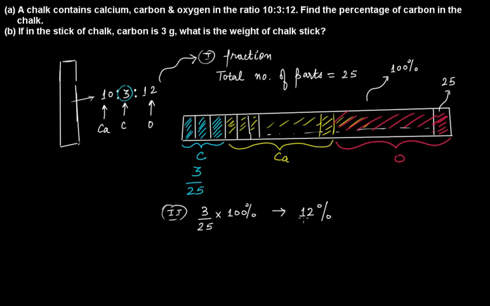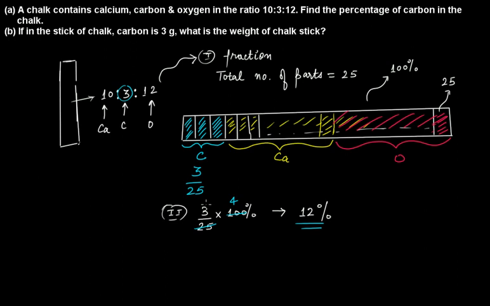So this is the percentage of, like this is 25. So if you divide this 100 by this 25, you get 4. And 3 times 4 is what? 12%. So 12% is the percentage of carbon in this chalk.